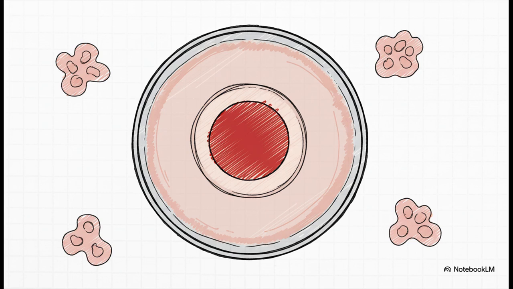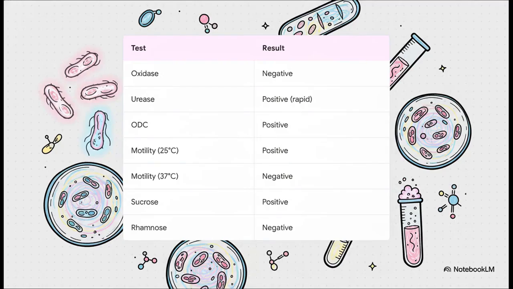And if you do everything right, this is your reward. That iconic bullseye colony on the CIN plate. The deep red center comes from mannitol fermentation, and it's just one of the most distinctive and honestly beautiful colony morphologies out there. This table is basically your biochemical checklist to confirm the ID.